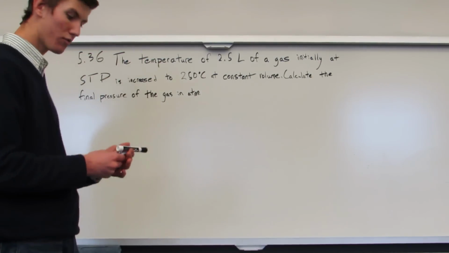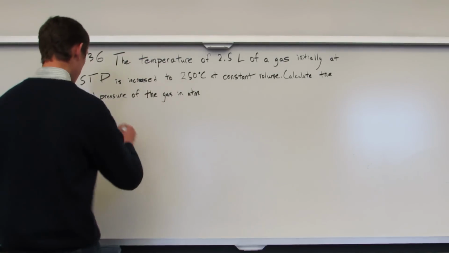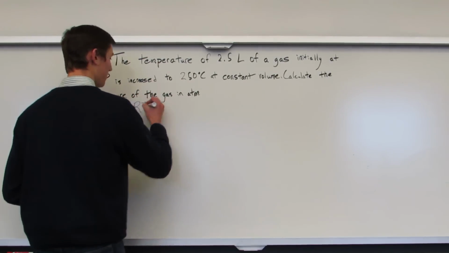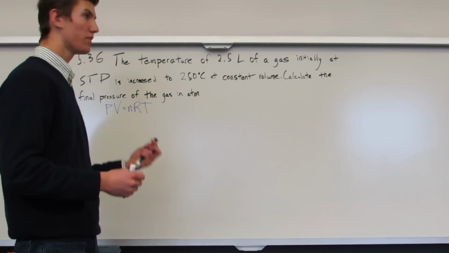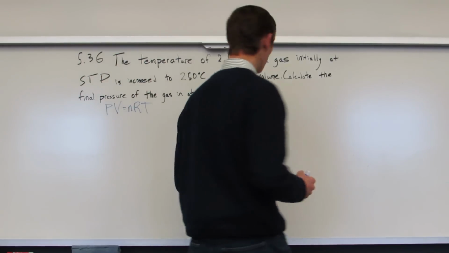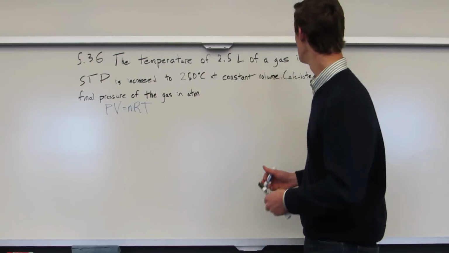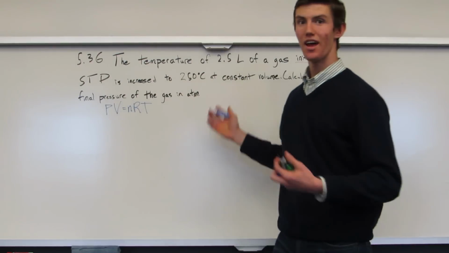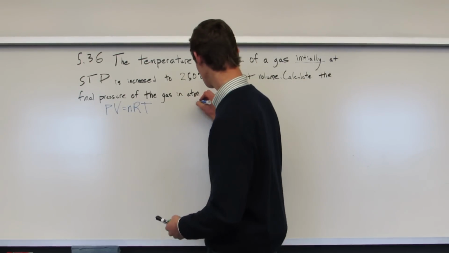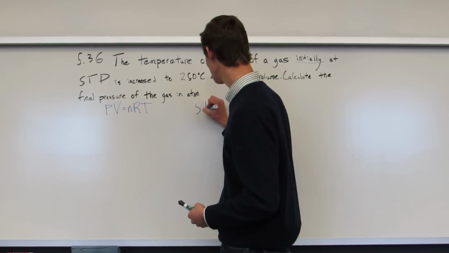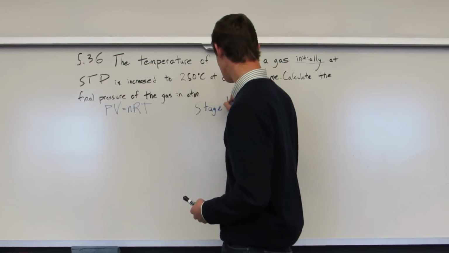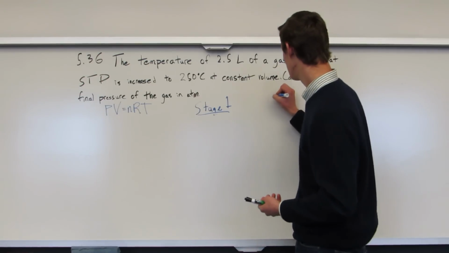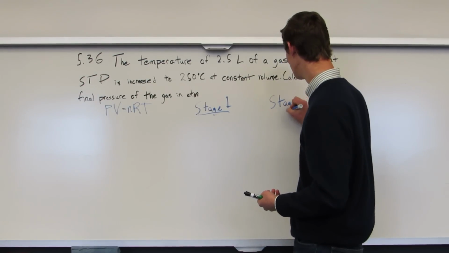Alright, so first thing right off the bat, we know that we're going to be using PV equals nRT. Now like the problems we've encountered in the past, this one's another one where we have two situations. We have an initial phase, and then we have a second stage afterwards. So let's call our initial stage, stage 1, and then stage 2.